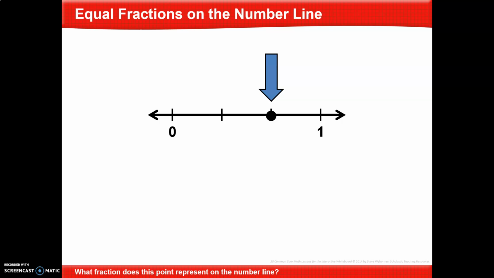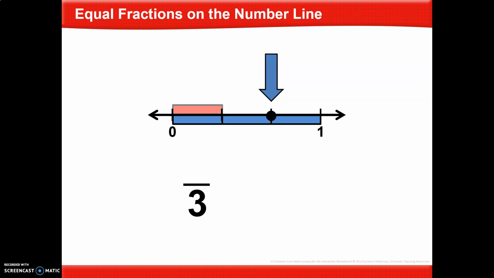What fraction does this point represent on the number line? Let's count how many equal parts this number line has been divided into between 0 and 1. 1, 2, 3. The whole number has been divided into 3 equal parts. Now let's count to see how many thirds there are up to the point. 1, 2. The point represents 2/3.